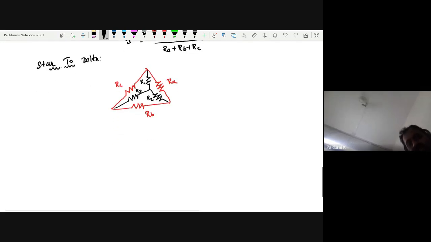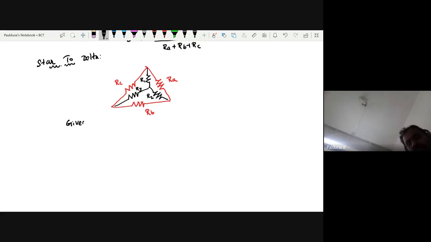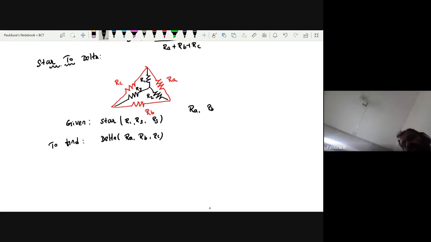So this time, what is given? Actually you want to convert star, so the given is star. This time R1, R2, R3 are given, but we want to calculate delta, which is RA, RB, RC. So this time you want to calculate RA, RB and RC in terms of R1, R2 and R3. It is just the reverse of the previous case.